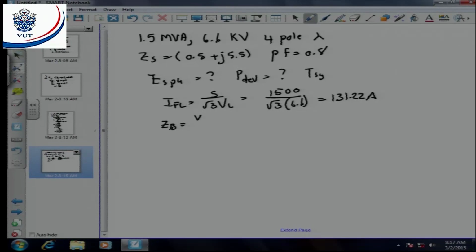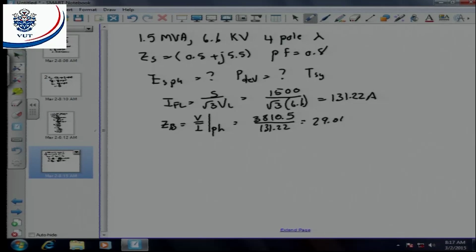To convert to per unit, that will be the actual divided by the base. So that will be 0,5 plus J 5,5 divided by 29,04, which gives us a value of 0,19 at an angle of 84.81.